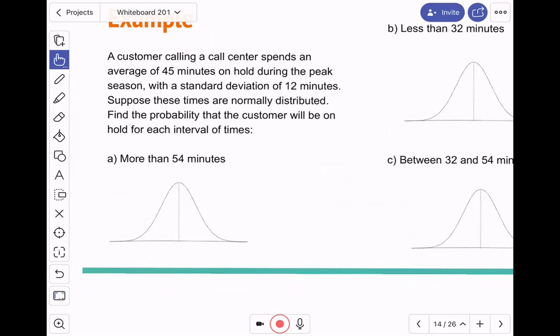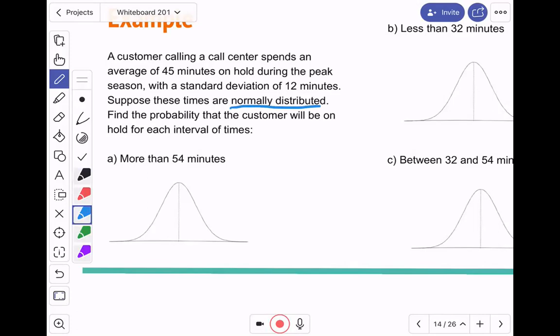Suppose these times are normally distributed. This is key. In any one of these problems, it's going to tell you that something is normally distributed. If you see normally distributed, that literally means draw a normal curve. And we want to find the probability of the customer being on hold for each interval of time.